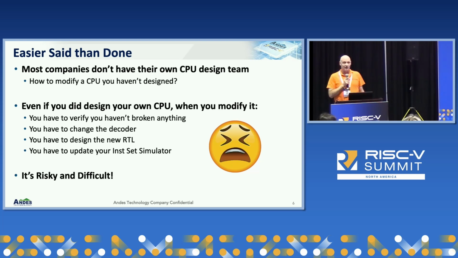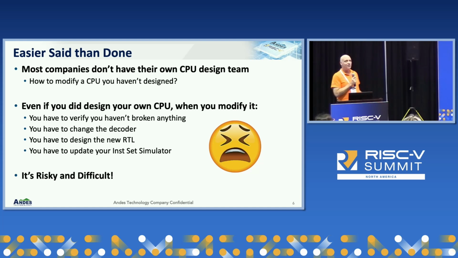Even if you do have your own CPU design team, when you do modify it, you have to regression test. You have to make sure you haven't broken anything, right? You have to change the instruction decoder. You have to actually do the RTL for your new instructions. And then, of course, what about all the rest of the collateral, like your instruction set simulator, your C compiler, blah, blah, blah. There's a lot to do, and it's kind of risky.